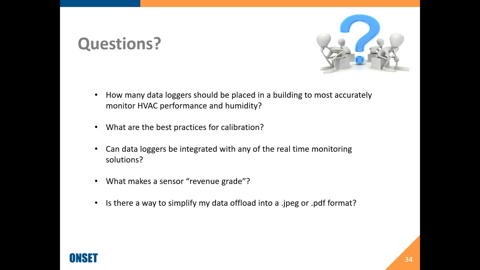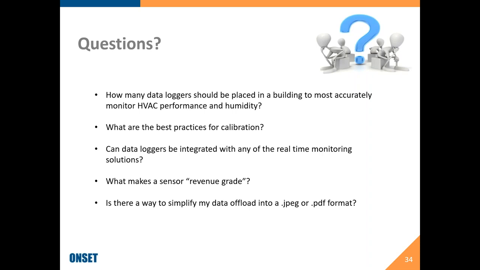The next question we have is, can data loggers be integrated with real-time monitoring solutions? So at this point, you cannot actually integrate any of our standalone loggers with the real-time monitoring platforms. It is important to note, though, that both of the real-time monitoring solutions that we talked about today do have an extensive suite of sensors that will encompass all of the parameters that we support from a standalone basis.